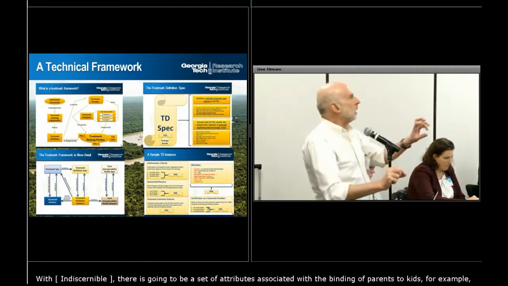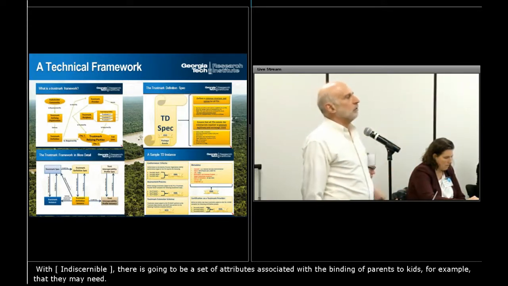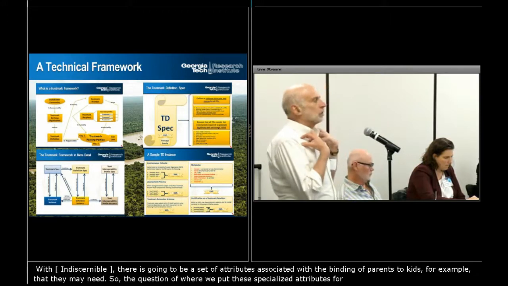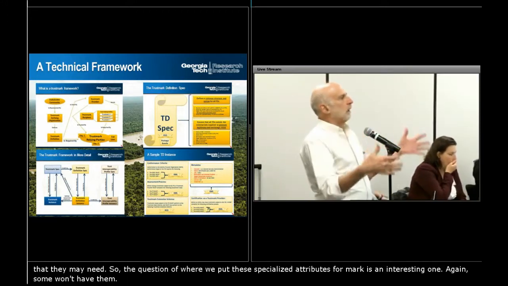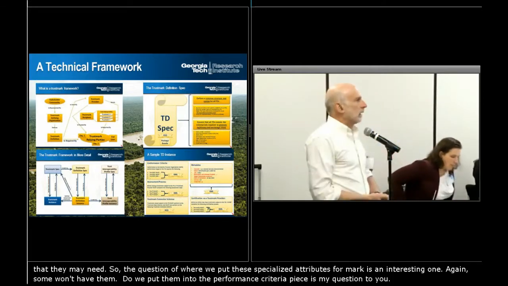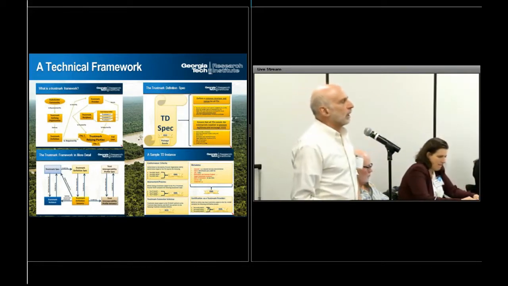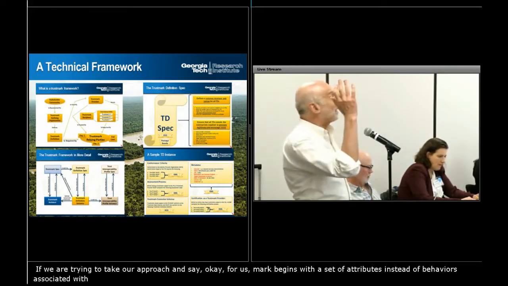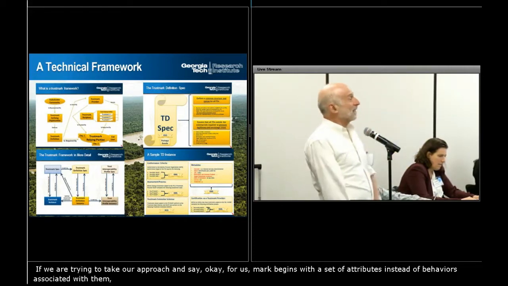Again, some marks won't have them. Do we put them in the conformance criteria piece is my question to you, Matt. If we're trying to take our approach and say, okay, for us a mark begins with a set of attributes and then a set of behaviors associated with those attributes. I think we're pretty clear on that and aligned. Where do you stick your specialized attributes if you have them? And I'm sure NEAF has interesting attributes. I've seen your schema. You have interesting attributes.